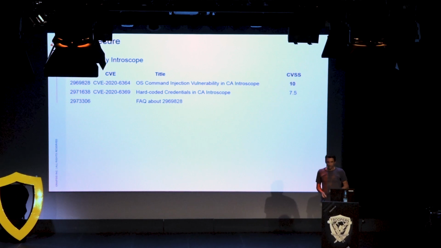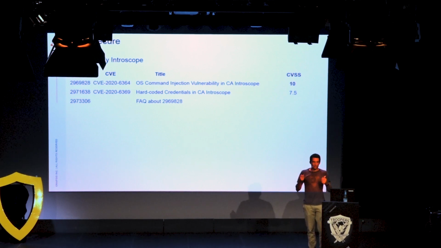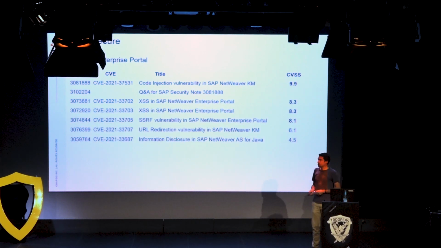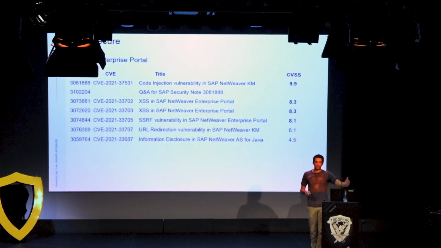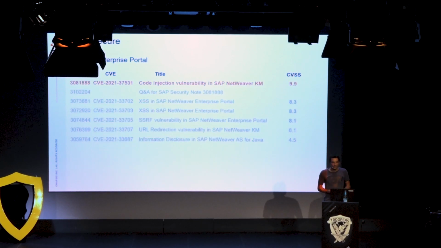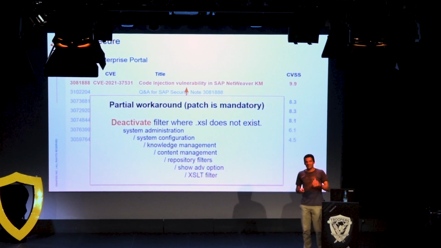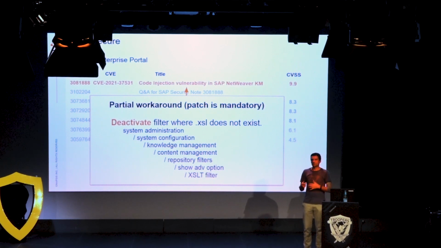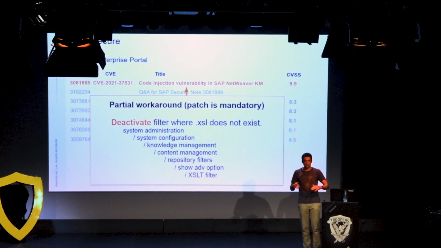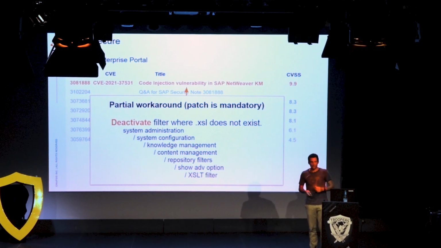This is about the wheeling. Again, high privilege, high CVSS, but for this one there is no workaround in the patch. And this is for the portal, and what I showed is the first one. This is a 9.9 because the privilege required to trigger the vulnerability is very low. And also for the portal, it's really a partial workaround. For example, you can deactivate the configuration of the transformation where the style sheet does not exist. If you do that, at least it's not possible to trigger the vulnerability with a low privilege user. You must have a high privilege user to trigger it.